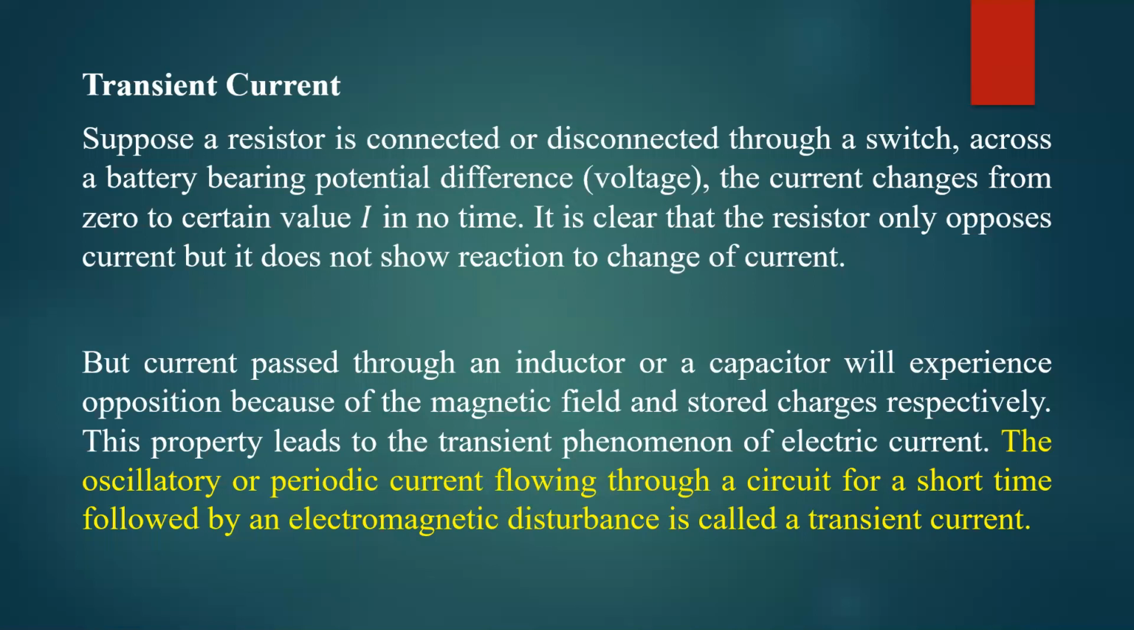That means if an inductor or capacitor is connected in a circuit, that will disturb the current in the circuit. They will not let the current become steady suddenly. They will oppose the flow of current. This opposition leads to the transient phenomena.